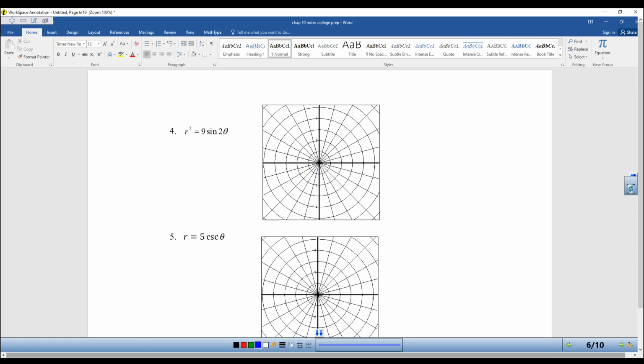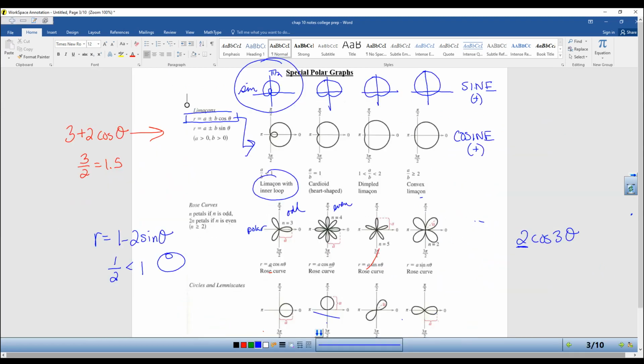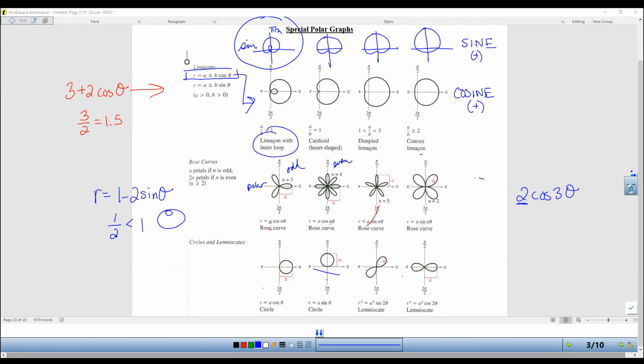All right, r squared. So I'm sorry I keep going back and forth. 9 sine 2 theta. I'm trying to memorize that. So this next one is going to be r squared equals 9 sine 2 theta. This was my equation. So I know it's going to be a lemniscate. And because it's a sine, it's going to be going at a 45-degree angle. If it was a cosine, it'd be lying down flat. The a is this distance right here. So I know that the length of it is going to be 3.